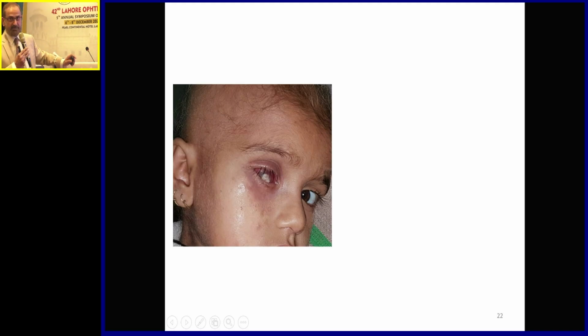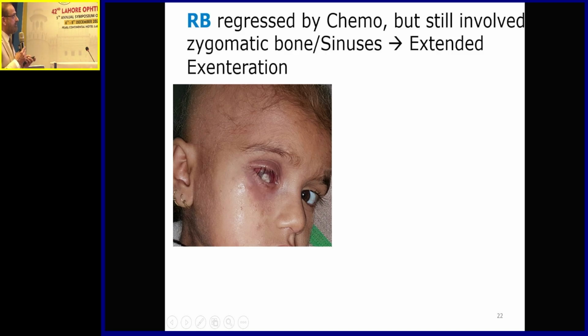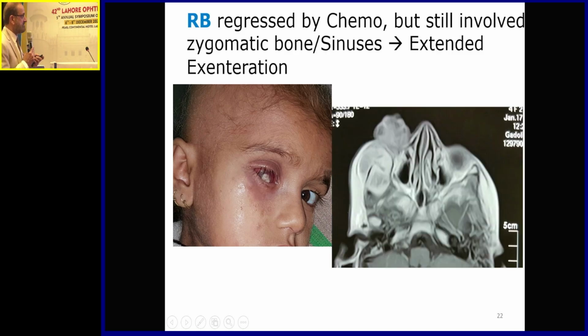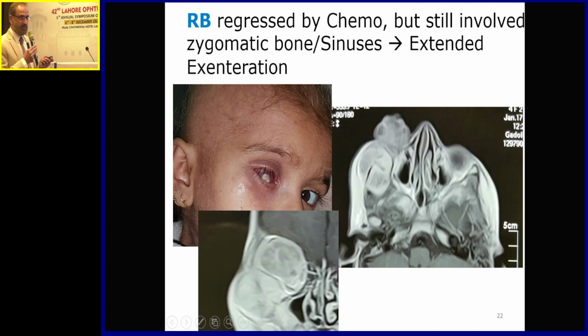And nonetheless, sometimes we have got the ocular tumors which are again neglected and they go beyond into the orbit and sinuses. You can see this child with the retinoblastoma. Radiotherapy has been done, chemotherapy has been done, but still the disease has gone inside into this zygomatic bone. So we did an extended exenteration for her.